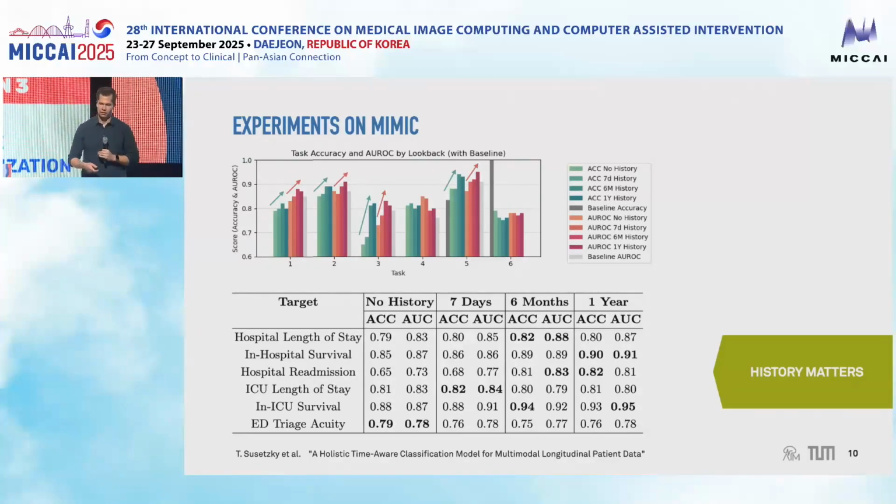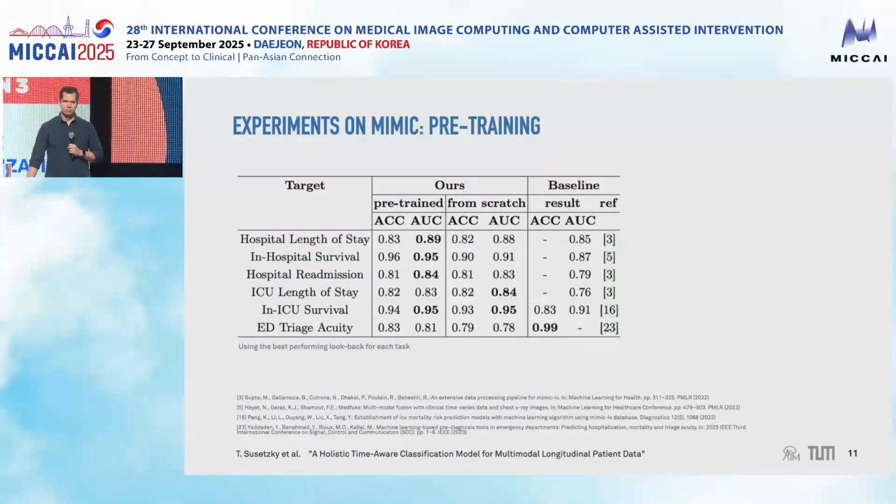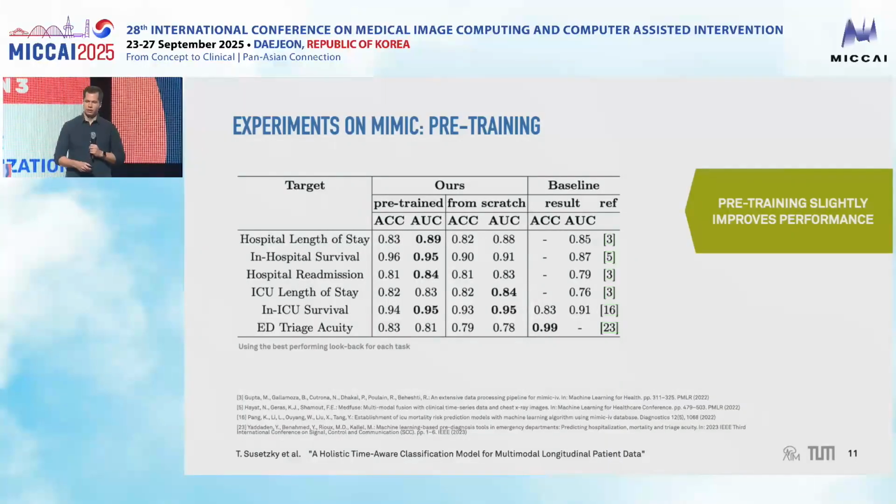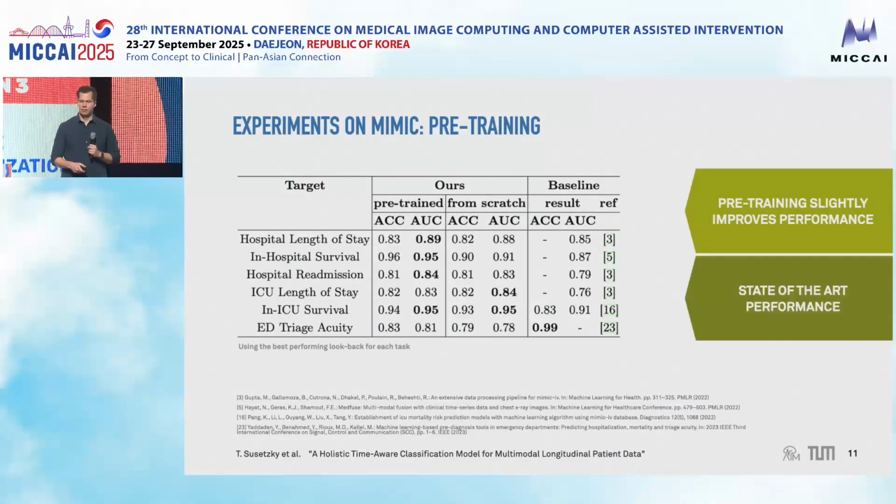So we pick the best performing time configuration for each task and compare against the pre-trained variant. And here we see that pre-training on a very large scale, but only for very few epochs, already slightly improves the performance across tasks, while we achieve state-of-the-art performance compared to our baselines.